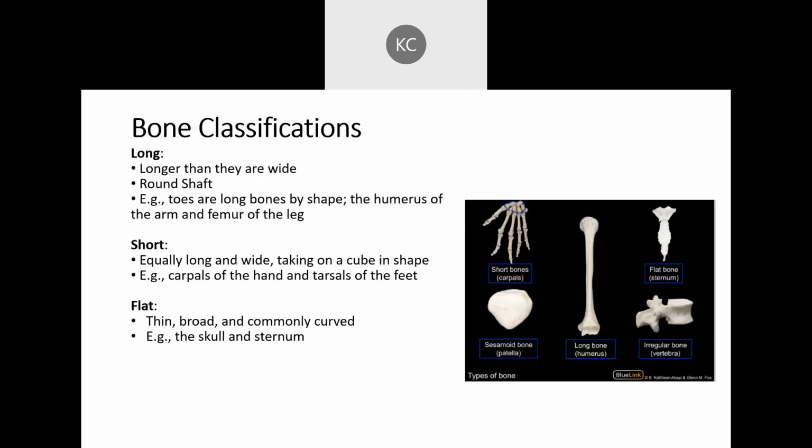They're kind of small, kind of look like rocks. They're roughly equal in length and width. And then you have flat bones. Okay, flat bones are very thin, they're typically broad, and they can also be curved. So think of things like the skull.